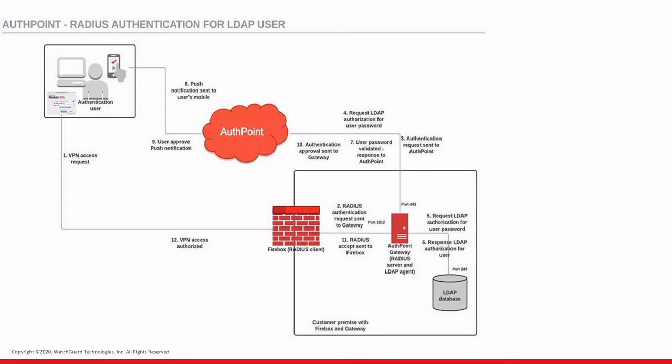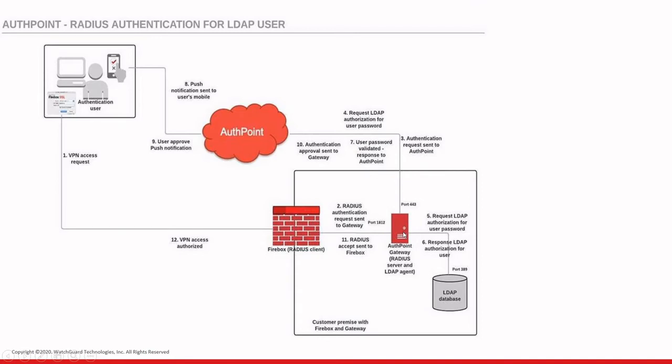So let's get started here with the steps. We have a user with his laptop and SSL VPN client, and he's going to plug in his username and password that are part of his Active Directory login. This VPN access request is going to be sent to the firewall. The firewall is going to communicate as a client with the gateway agent that is acting as a RADIUS server, and this request is sent to the AuthPoint gateway agent.